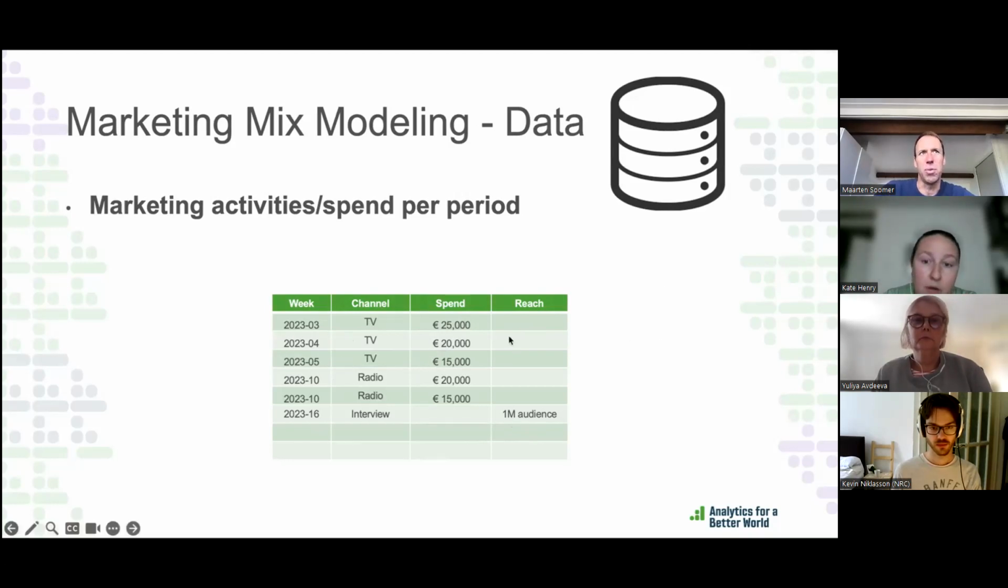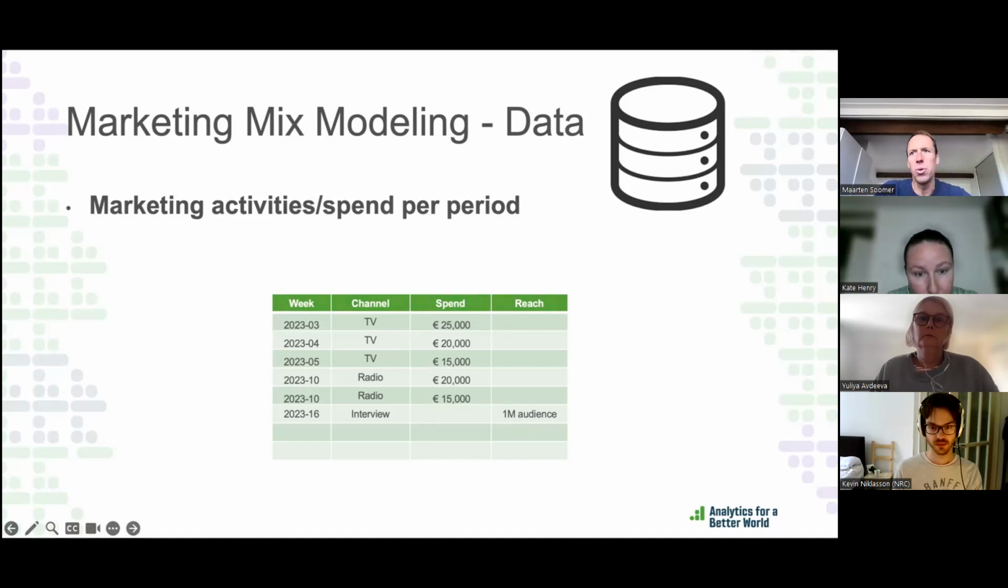But this is the kind of data, one of the data sources that goes into a marketing mix modeling model. This data can come from marketing and campaigns management tools. It's actually not that easy to collect, because typically you need to combine data from different data sources. Maybe the TV and radio spend is coming from a different system than the online advertising spend. And then if you want to add this interview to it, well, maybe that's more like a manual thing to have the data on that one. So actually, it can be quite difficult to collect and combine all this data together.